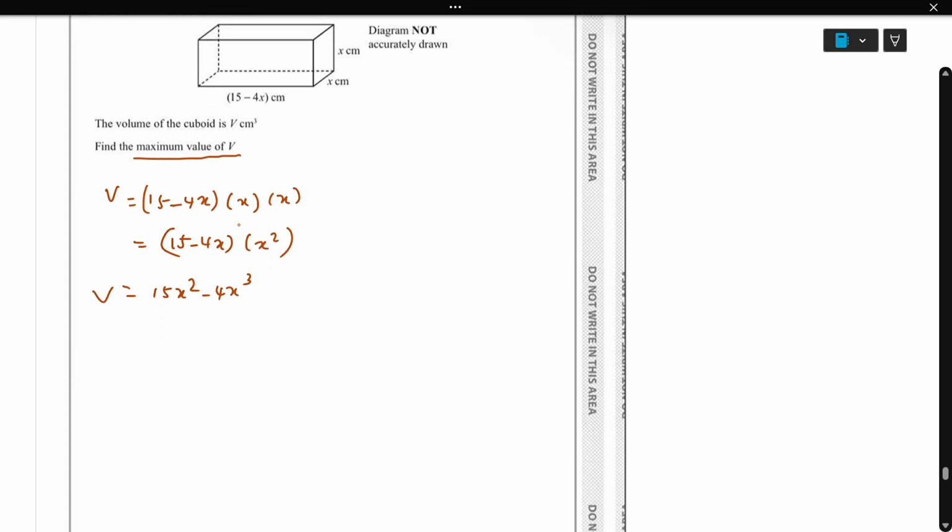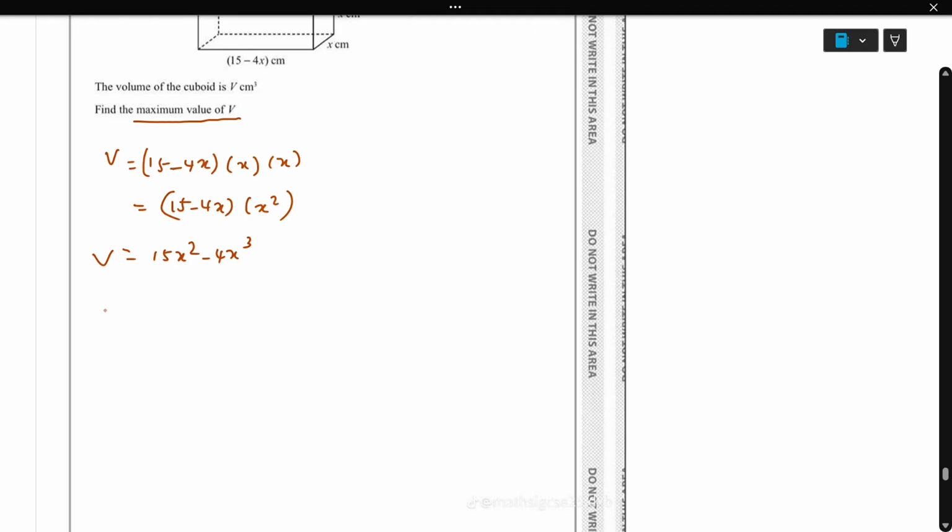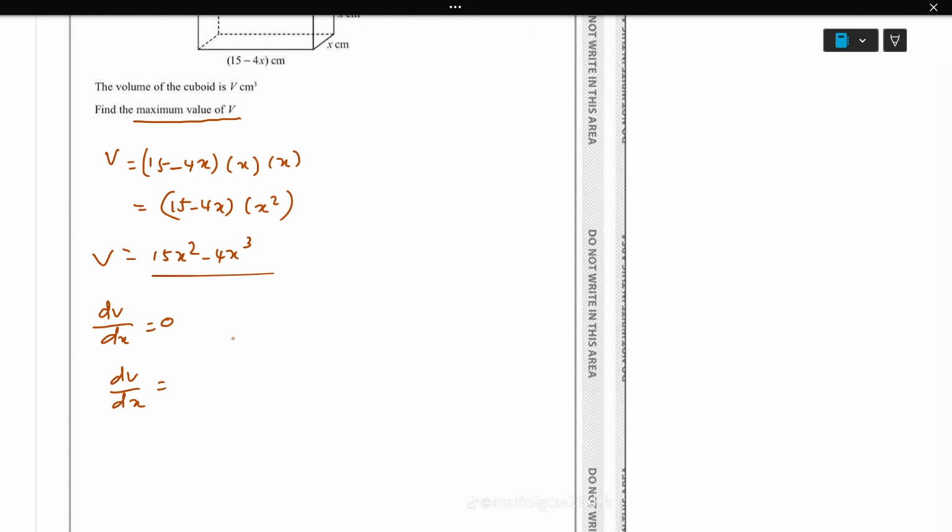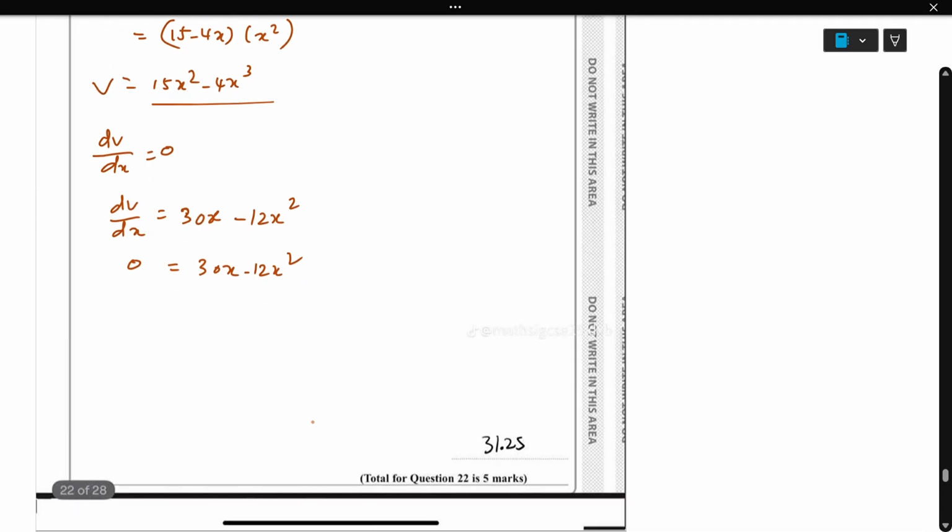For maximum, when you differentiate, the gradient is going to be 0. So I'll do dV by dx equal to 0. The dV by dx, just differentiate here, is 2 times 15, which is 30x minus 12x square. So it's equal to 0. So 30x minus 12x square. Here what is common? The common factor is 6x. I'll bring it out, which is going to be 5 minus 2x.